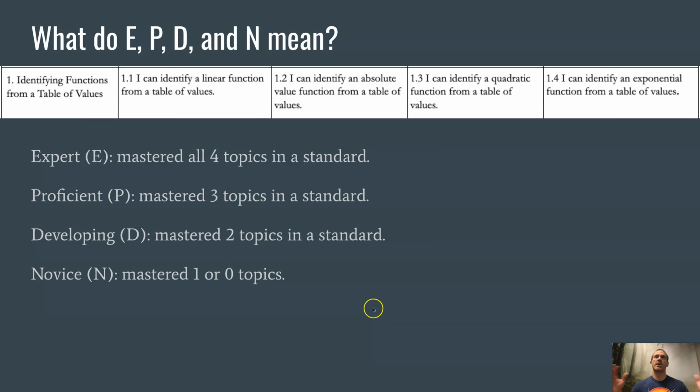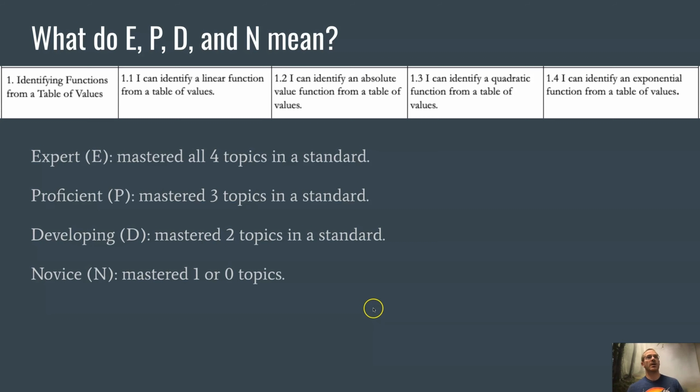All right, so let's look at Standard 1. There are 4 topics. If a student masters all 4 topics within a particular standard, that means they are an expert. If a student masters 3 topics in a standard, they're proficient. It doesn't matter what 3 it is. So one student might master 1.1, 1.2, and 1.3. They would be proficient. Another student might master 1.2, 1.3, and 1.4. That student would be proficient.